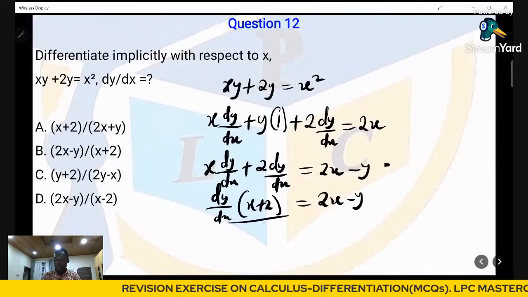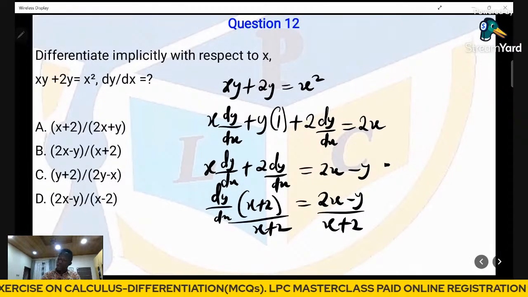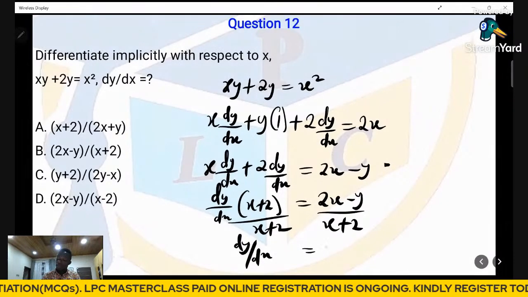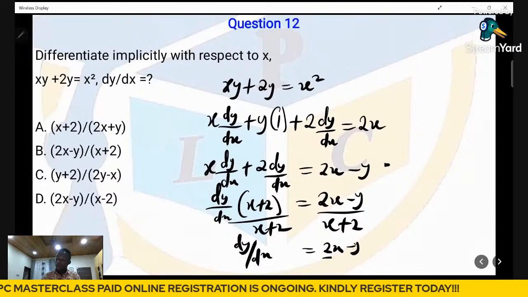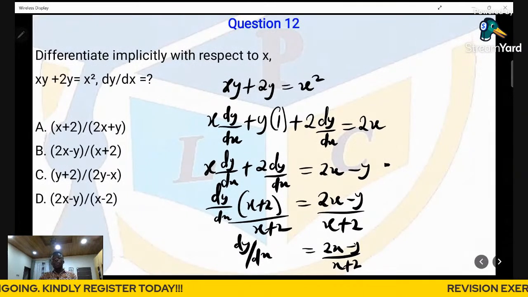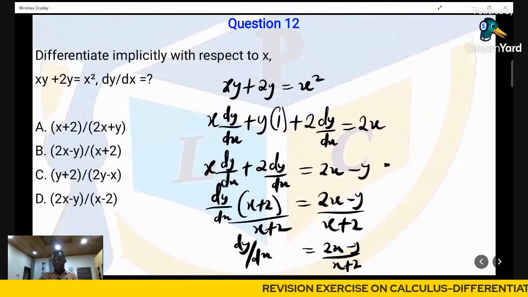So I will divide both sides by x plus 2. And what am I getting? I'm having dy over dx, which is equal to 2x minus y over x plus 2. And then I am done. So that is the implicit way of differentiating a function.